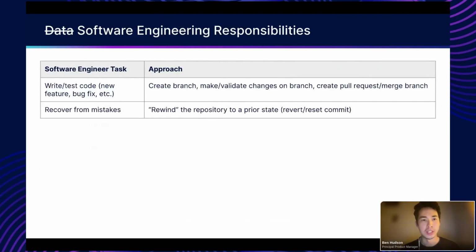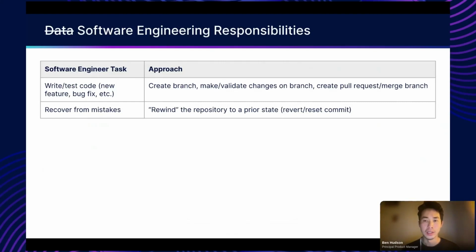whether they're writing or testing new code, whether it's for a new feature or a bug fix, instead of requiring multiple physical environments, software engineers simply create a branch for their feature or their fix where they can make changes and validate and test them through their CI/CD pipelines.